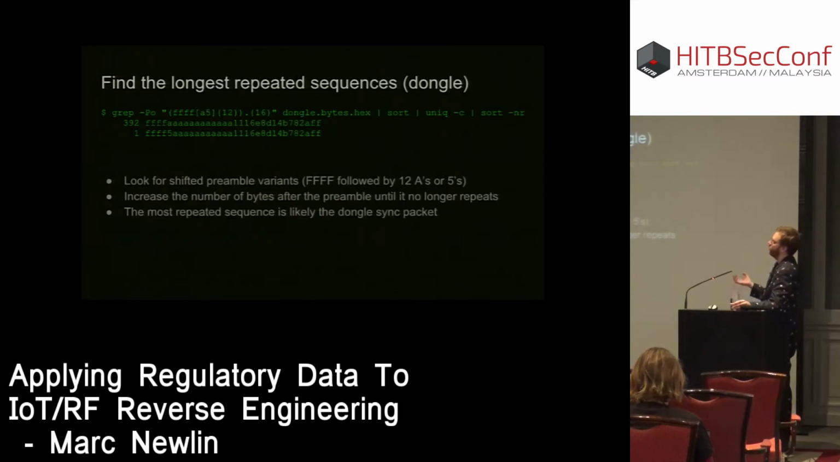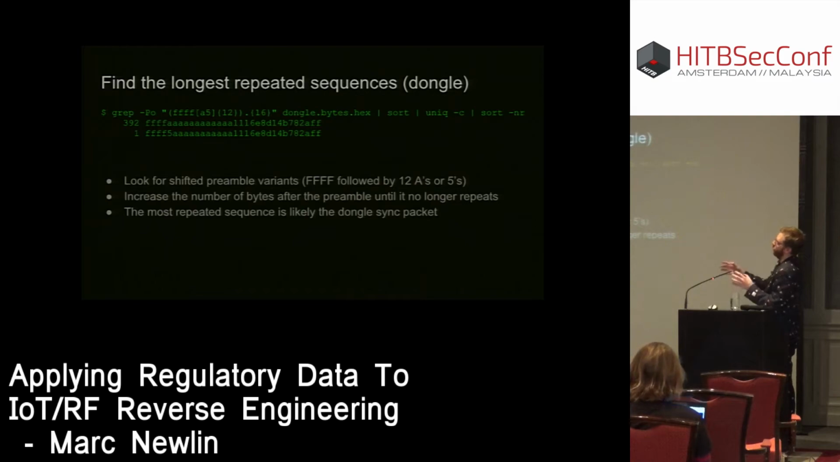So now we want to find what sequence of bytes follows this preamble. And so we can just use grep again, and we start with the preamble. In this case, we're looking for 4 Fs followed by either 12 As or 12 5s. Because if you have FFFF and 12 As and you shift it by 1 bit, you get 4 Fs followed by 12 5s, and so we want to cover all bases.